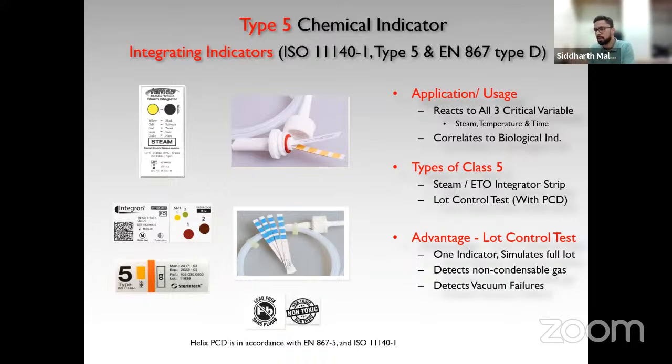We'll go to the next slide. We just have to remember that there are several kinds of indicators available in the market specific to the purpose. Like if you have a neuro setup, if you have a cardiac setup where there are more lumen devices involved, in that case, we prefer using the batch monitoring devices with a process challenge device. For orthopedic, for urology, for general surgeries, it is absolutely fine to use a type 5 indicator inside your drums and trays.